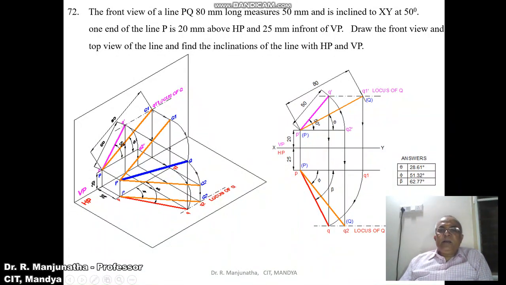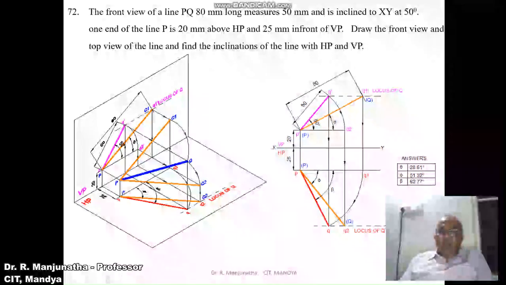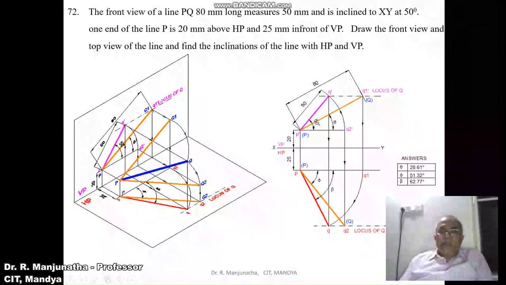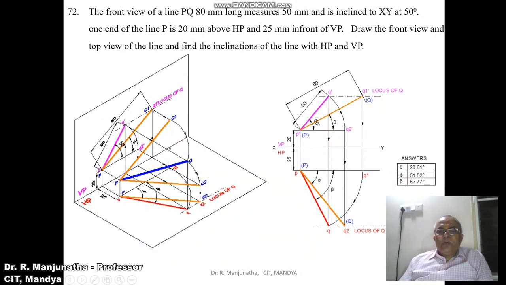With P as center, taking the radius PQ1 using the compass, you draw a smooth arc such that it cuts this end projector. You mark this point as small q. Then join P to Q with a dark line. Once you get Q, you get the locus of Q in the top view, and you draw a horizontal dash dot line and mark this as the locus of Q.